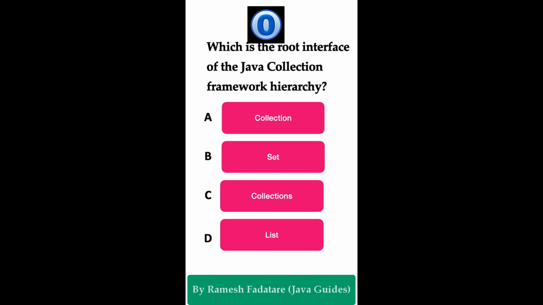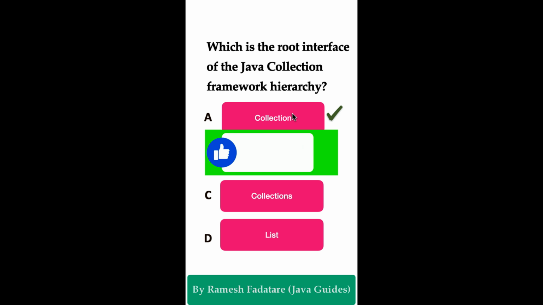The correct answer is option A, collection interface. In a Java collections framework, the collection interface is a root interface of the hierarchy. The other interfaces like list, set, queue extend this collection interface. And this collection interface basically defines all the common methods.